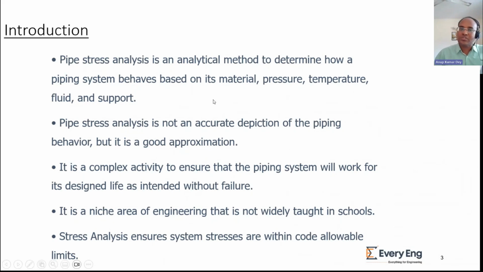And what are those inputs? Some of those inputs are material. There may be various kinds of material: carbon steel, alloy steel, stainless steel, or even non-metallic, like FRP, GRP, HDPE. So many types of materials may be there. Then we have to give the input as pressure. Pressure will be design pressure, operating pressure, hydro test pressure. Mainly these three types of pressure are provided as input. Then temperature.